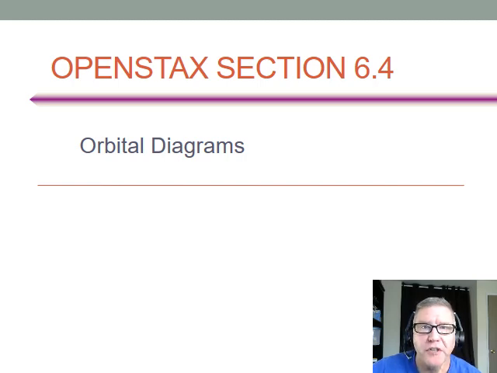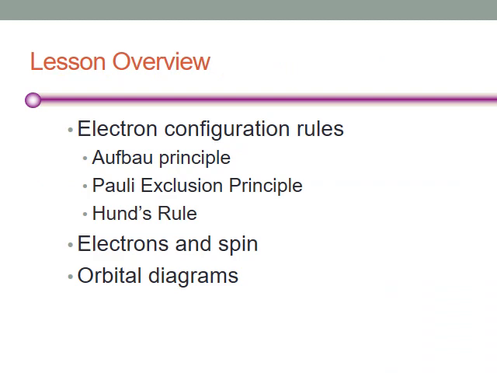In this lesson, we're going to talk about orbital diagrams from section 6.4 in OpenStax. We'll talk some more about electron configuration rules. We did the Aufbau principle last time, but today we'll go on to the Pauli exclusion principle and Hund's rule. We'll talk about electrons and spin, and then finally do some example orbital diagrams.